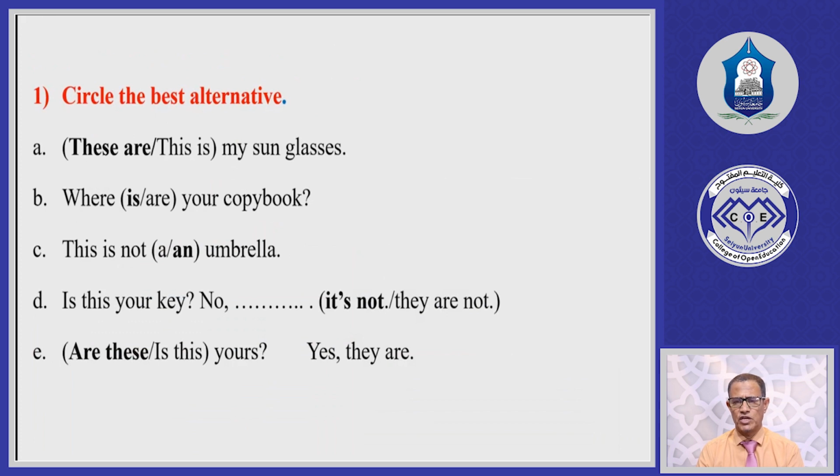D, "Is this your key?" No. So is it "It's not" or "They are not"? So look at the question here. If it is singular or if it is, for example, plural, you have to choose according to the question. E, "Are these or is this yours?" Yes, they are. So the answer here also can show you which one can be used in this sentence.